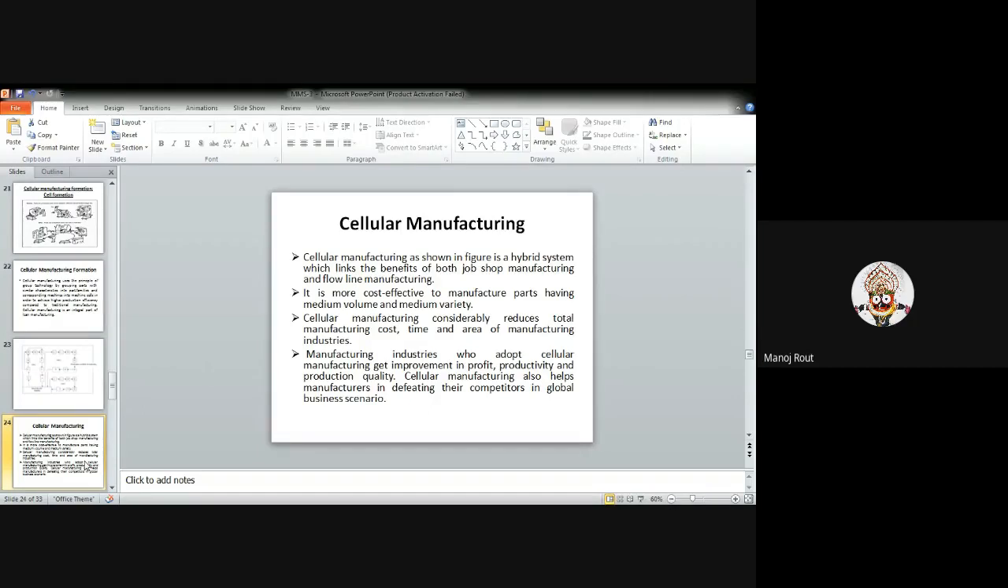Cellular manufacturing considerably reduces the total cost, the time, and the area of manufacturing industries. Manufacturing industries that adopt cellular manufacturing get improvement in profit, productivity, and even product quality. Cellular manufacturing also helps manufacturers in defeating their competitors in the global business scenario. Going to the next slide.